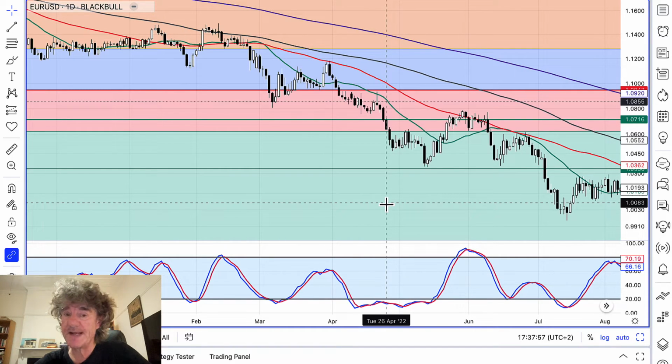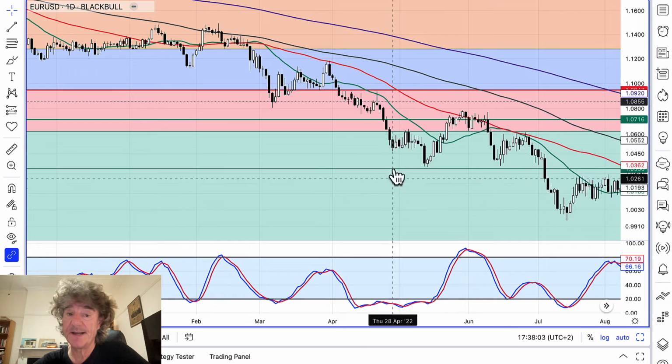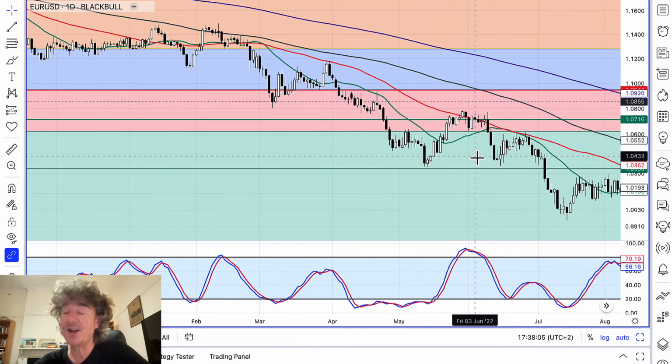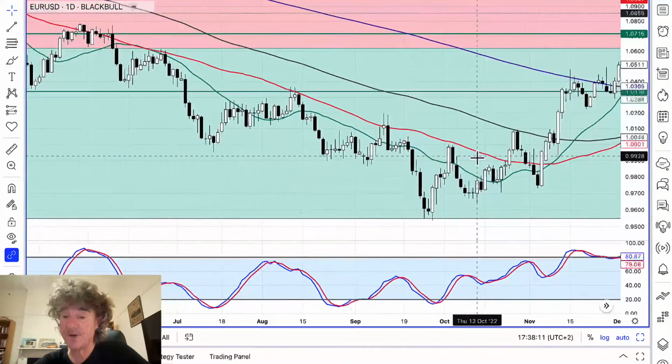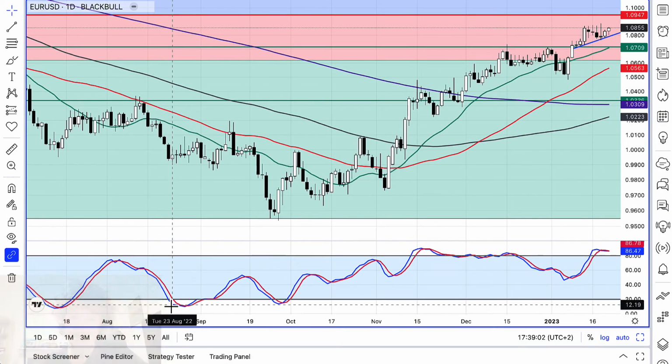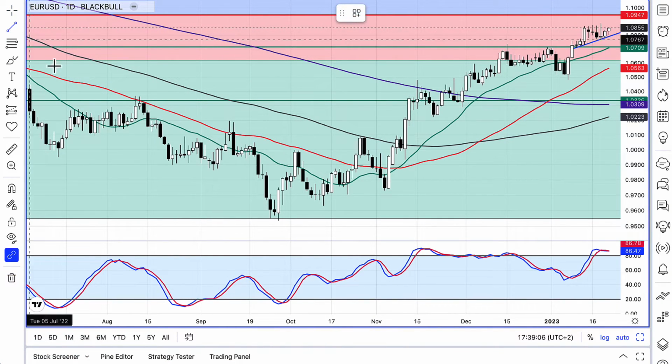The other thing I want to look at in stochastics is stochastic divergence. Now, this is an important concept, and it happens when the market is going in one direction and the stochastic goes in the opposite direction. I'm going to try and give you an example of this shortly. You can see this stochastic is trending upwards.